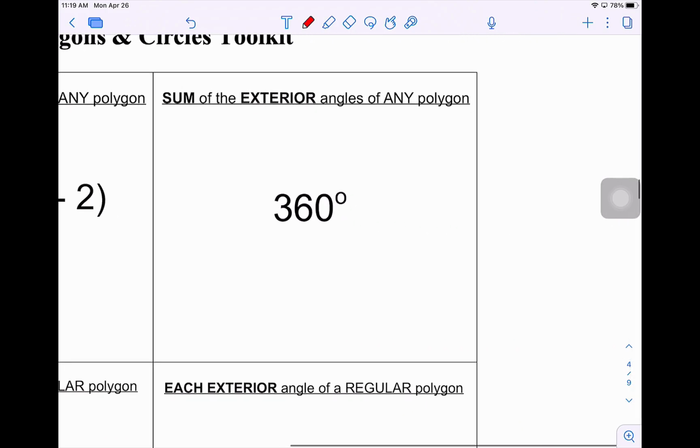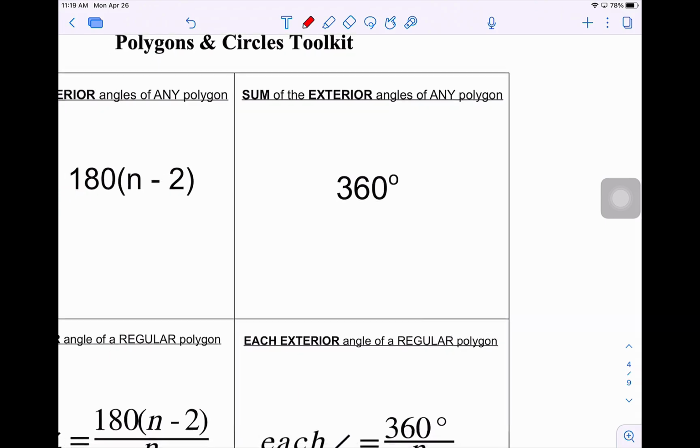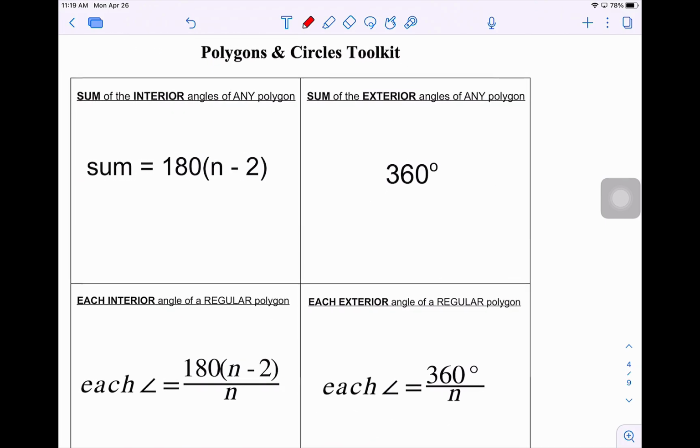Then if you go to the right-hand side, last Thursday we talked about the sum of the exterior angles of any shape will always add up to 360. No matter how many sides, no matter whether it's a regular shape, doesn't matter. Sum of the exterior always adds up to 360. So the top part is the sum of the interior and the sum of the exterior.